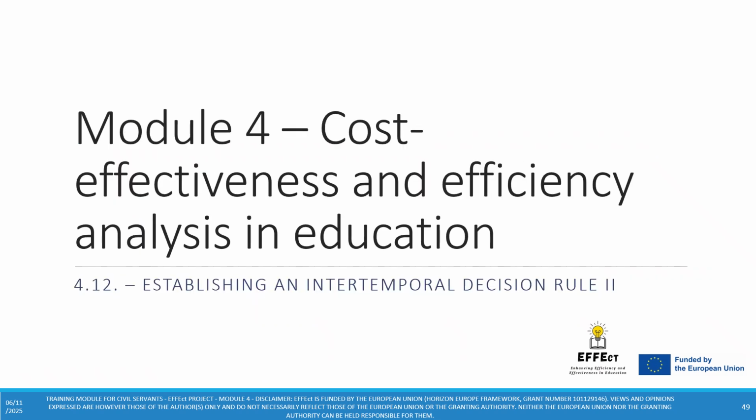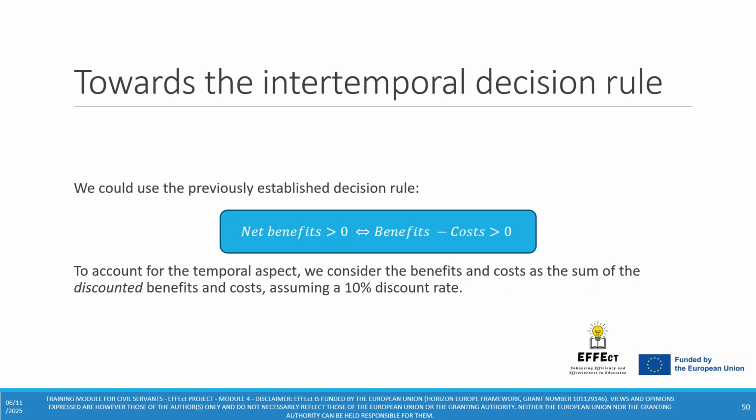Dear participants, welcome to submodule 4.12, in which we will continue our way towards an intertemporal decision rule. This decision rule will actually be based on the previously established decision rule, which was that net benefits is strictly larger than zero if benefits minus costs is strictly larger than zero. To now account for the temporal aspect, we consider the benefits and costs as the sum of the discounted benefits and costs, assuming a 10% discount rate.